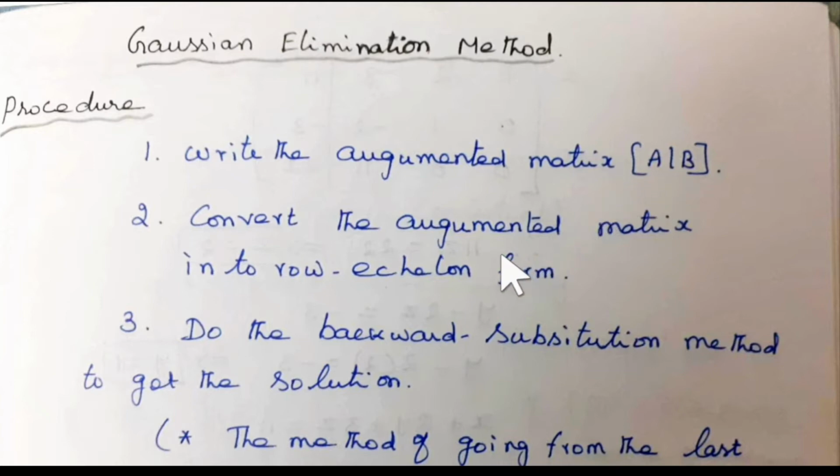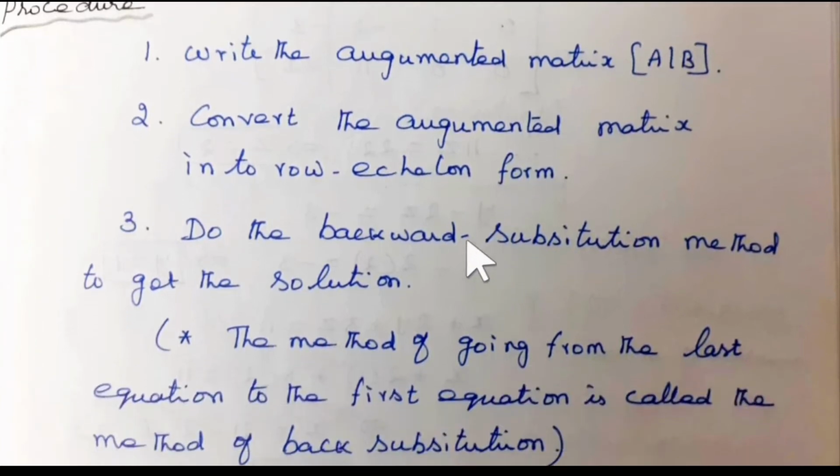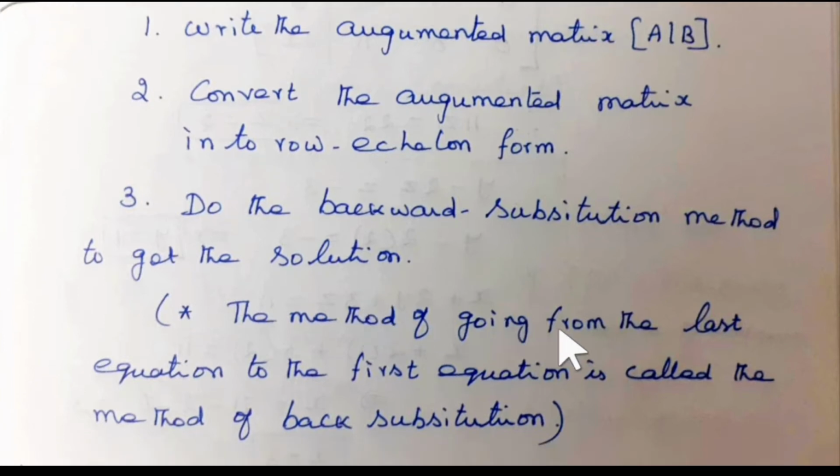So first step, write the augmented matrix AB. Then convert the augmented matrix into row echelon form. So already we studied about row echelon form. Then third step, do the backward substitution method to get the solution. Here the backward substitution means the method of going from the last equation to the first equation is called the method of backward substitution. So we have to do this backward substitution method to get the solution.